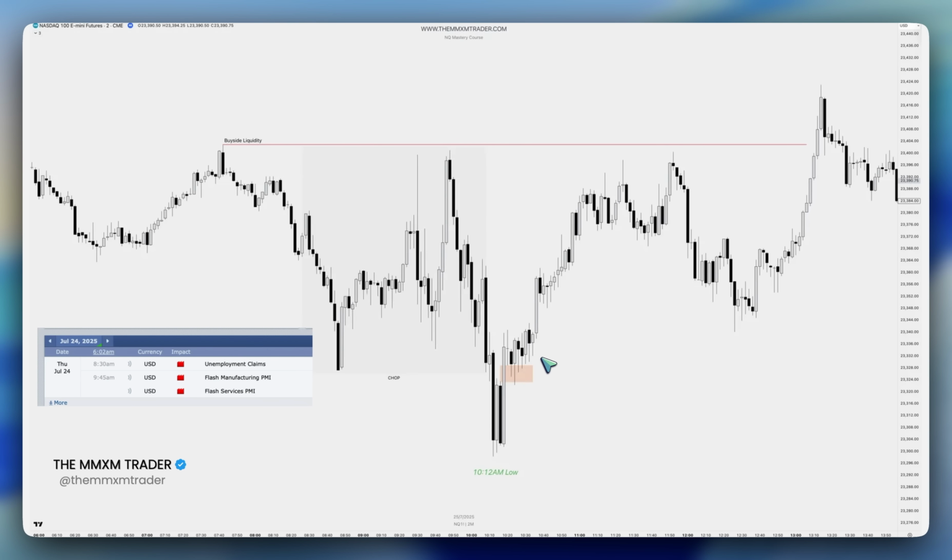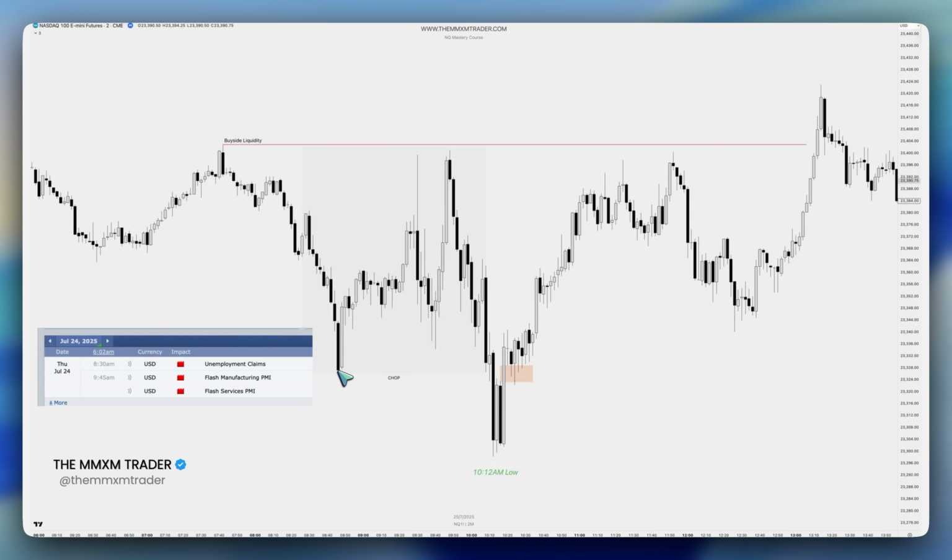Okay, and then we have another example here. Thursday, the 24th of July. Okay, 8:30 and 9:45 news event. What does it do? Chop. Okay, 10:12 a.m. sets the low. So the new 4-hour candle is where the real low forms.